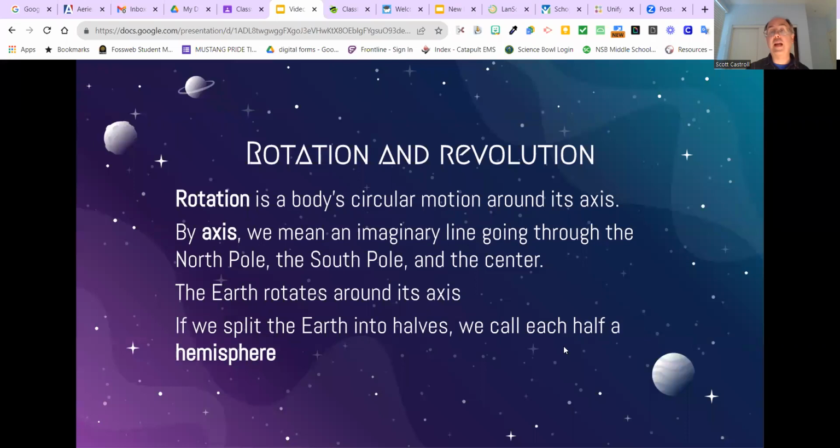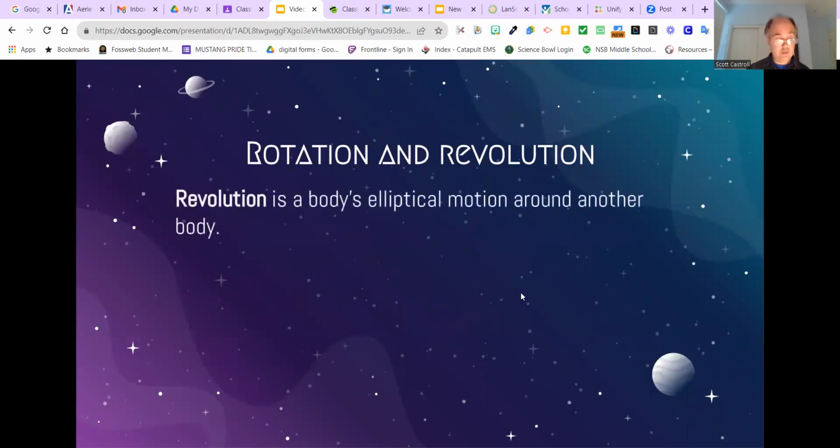If we split the Earth in halves, we call each half a hemisphere. The other word I want you to use is revolution. If rotation means spinning on an axis, revolution means going around, orbiting around something else. For example, the Earth and the other planets revolve around the sun. The moon revolves around the Earth.